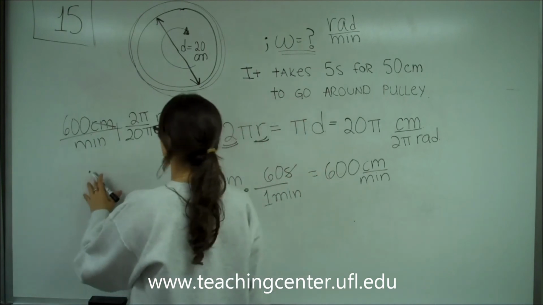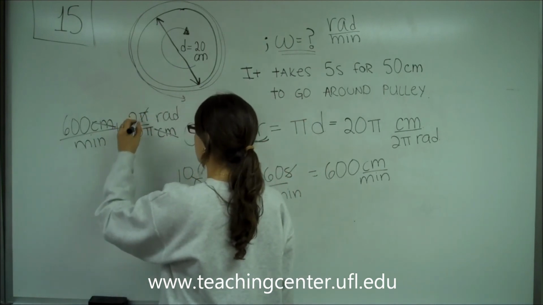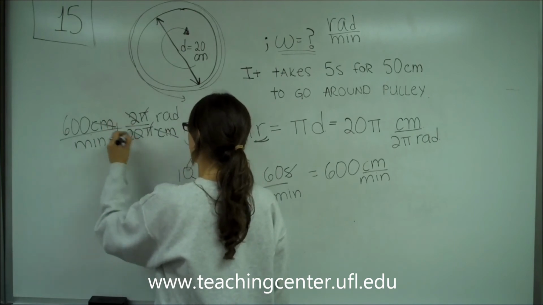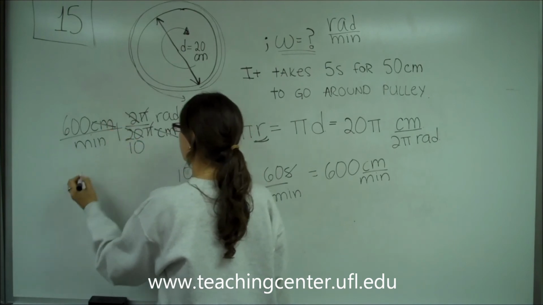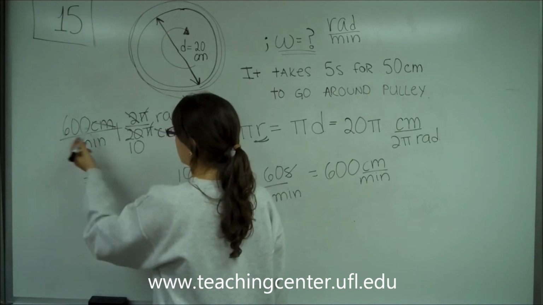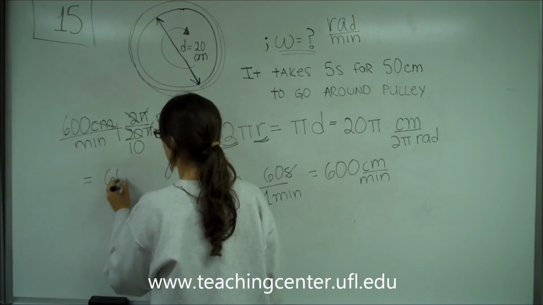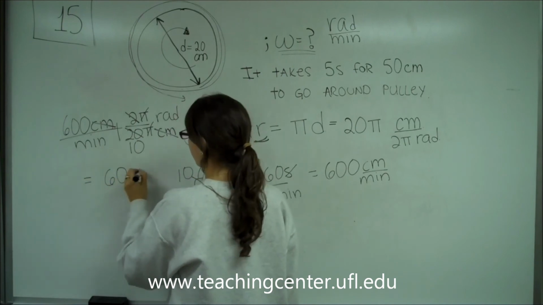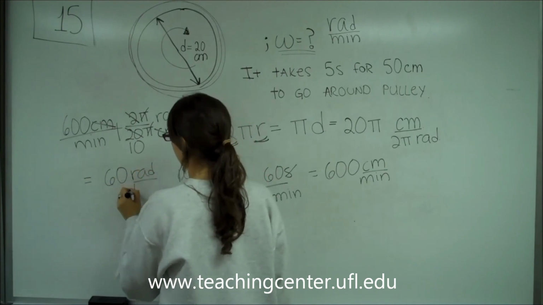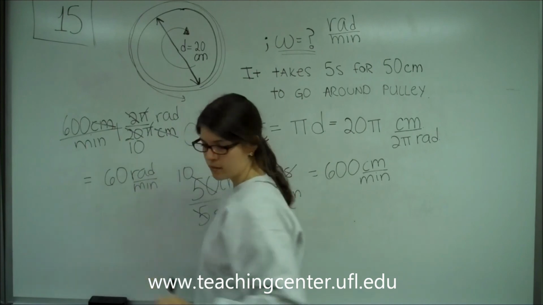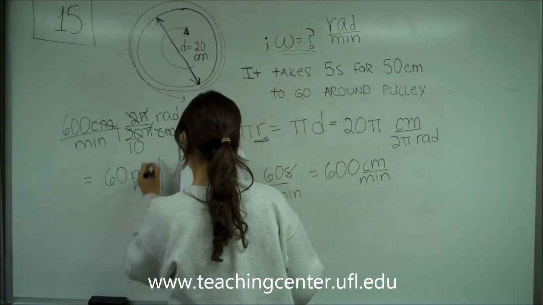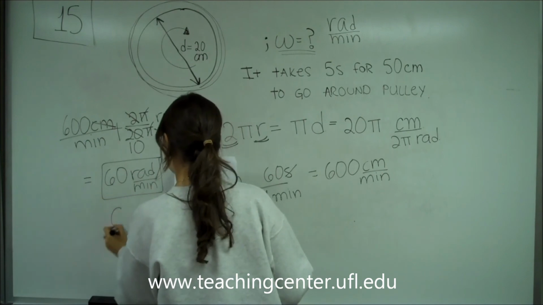Now it's a matter of doing algebra. The 2 pi's cancel, first of all. I can cancel this 2 with the 20, and I get 10 on the bottom, so my final answer is 600 divided by 10, which is 60. Everything else canceled. Radians per minute. And so that answer choice is C.